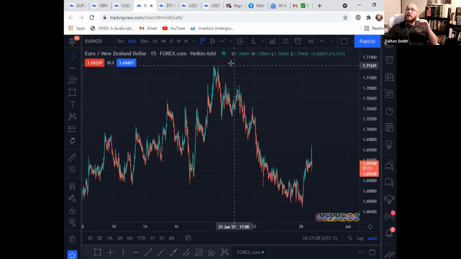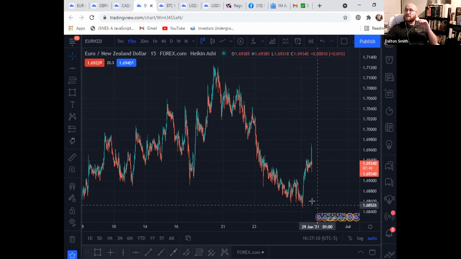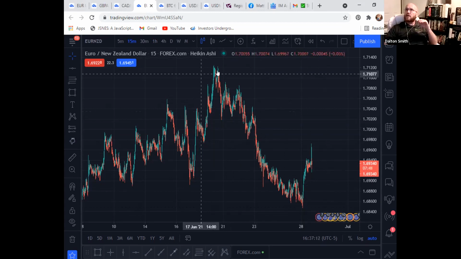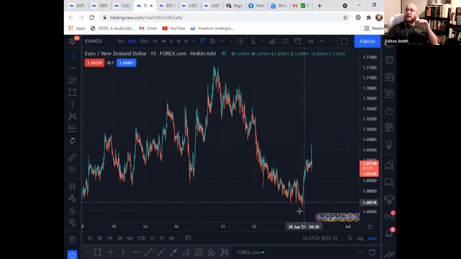So support is the lowest it's gone. Resistance is the highest it's gone. So on the 15-minute time frame, can we agree that this is the high and this is the low? Okay.